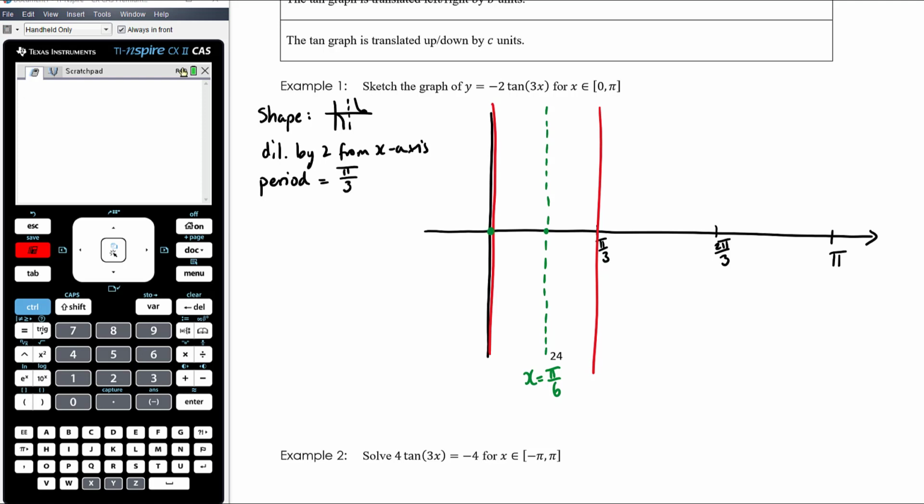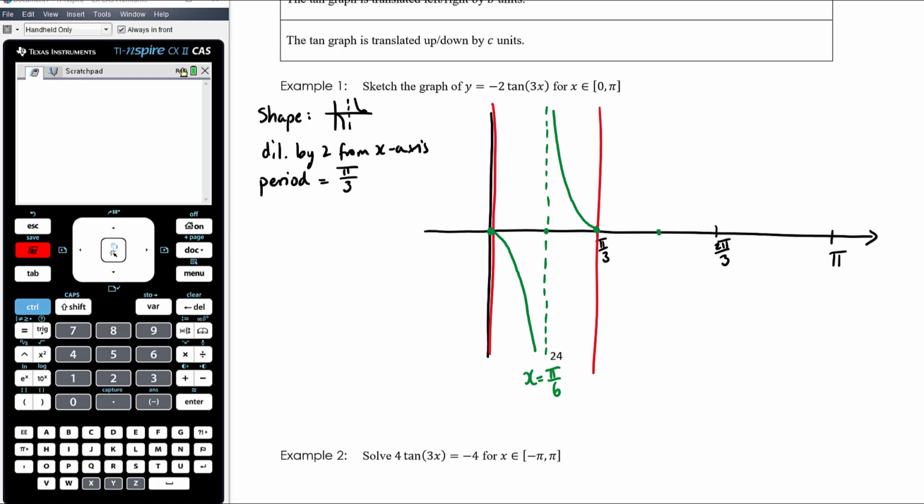Okay. And again, we don't want to be suggesting that we've got stationary points, or sorry, zero gradient. So we just want it to bend, not to actually become flat at the end there. Okay, so there's one complete period. And now all I need to do is repeat this. So between pi on 3 and 2 pi on 3, I'm going to see exactly the same thing.